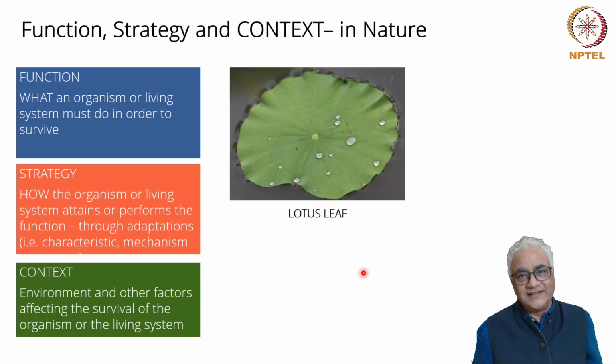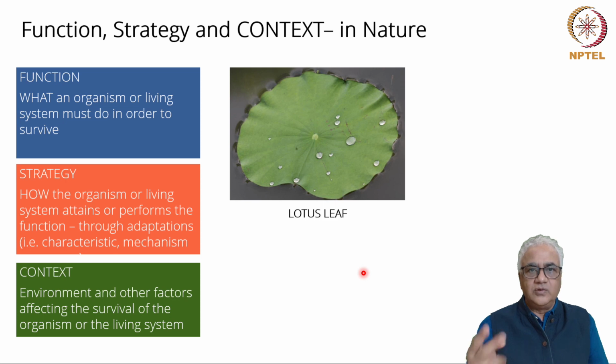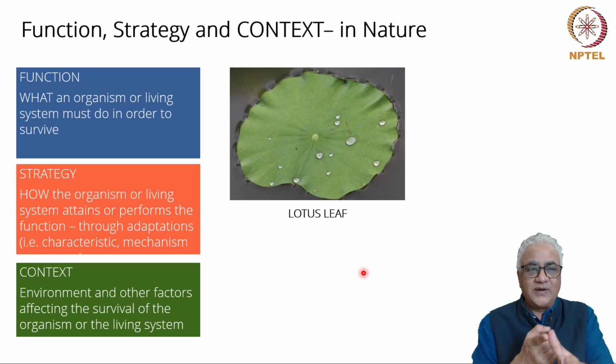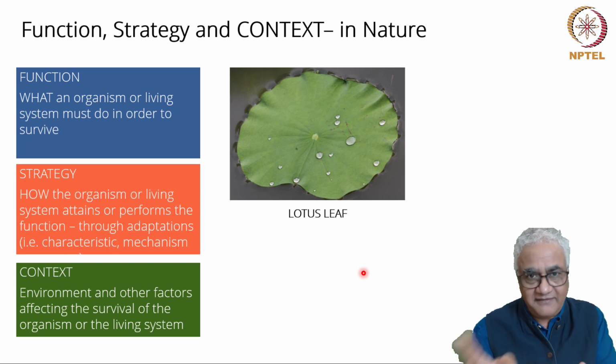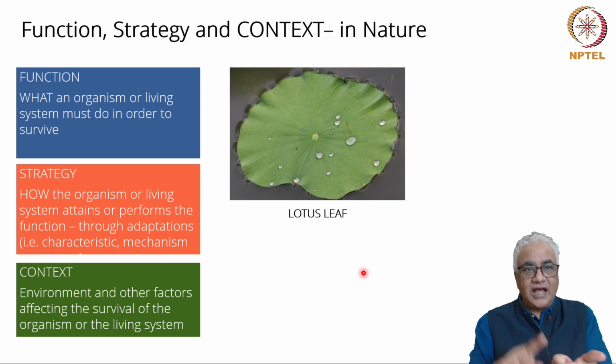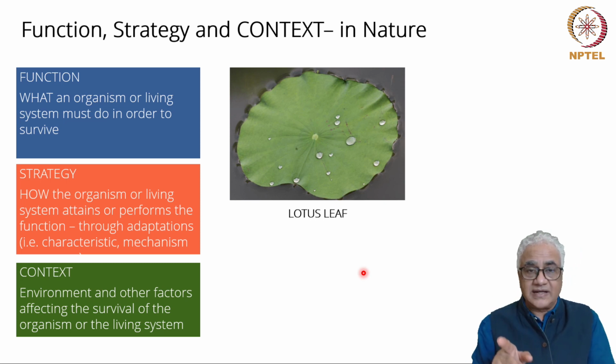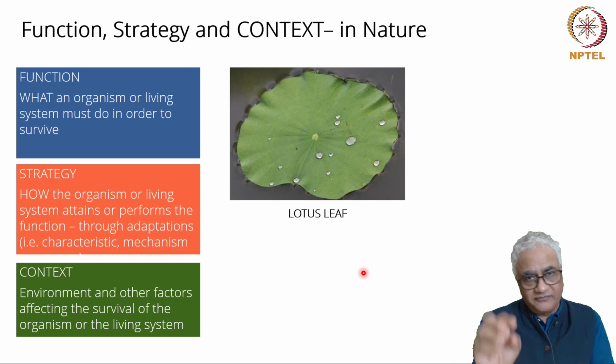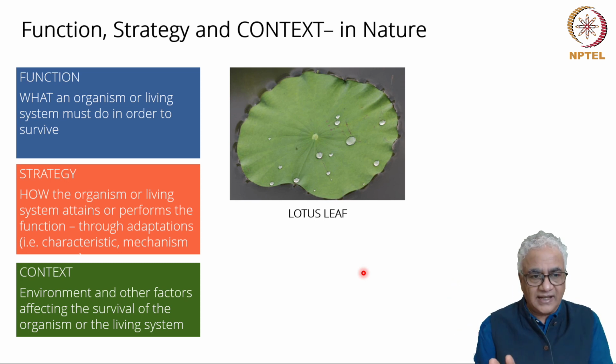Now we're learning a new word. What, Shiva? 2 words are not enough. No, 2 words are not enough. Third word is important to complete the learning. So therefore, function is what an organism or living system must do in order to survive. Brilliant. Strategy, how the organism or living system attains or performs that function. Mechanism or process, we know how it does it, hydrophobic and all that.